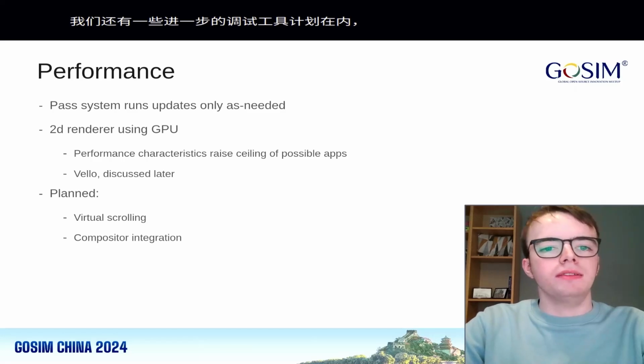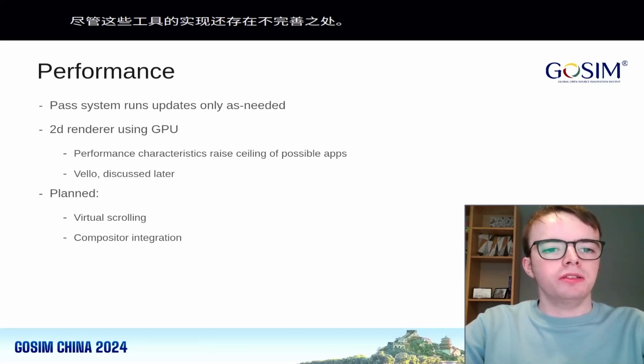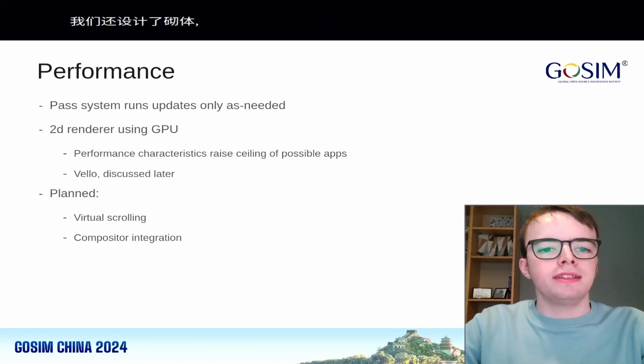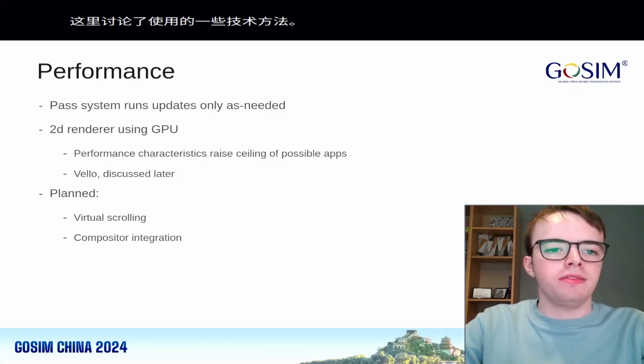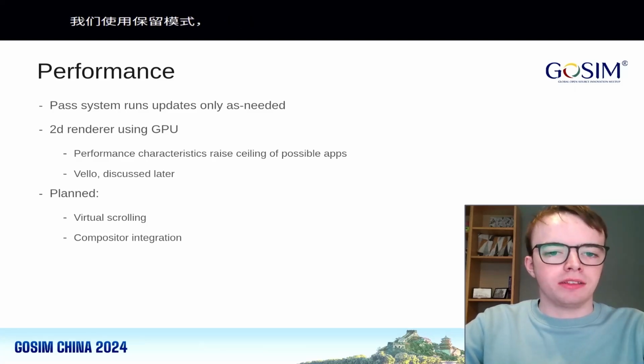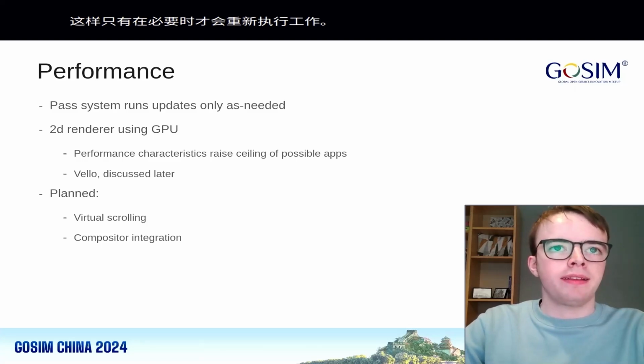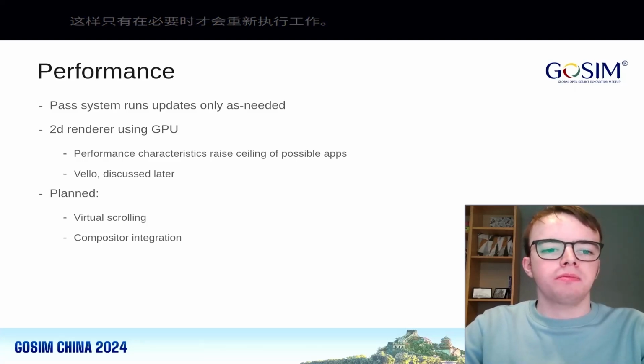We have also designed Masonry to prioritize performance. A few of the techniques used are discussed here. We use a retained mode so that work is only redone when needed. This is achieved by using a set of Boolean flags for whether updates are required. These are read by the path system I mentioned in the previous slide.